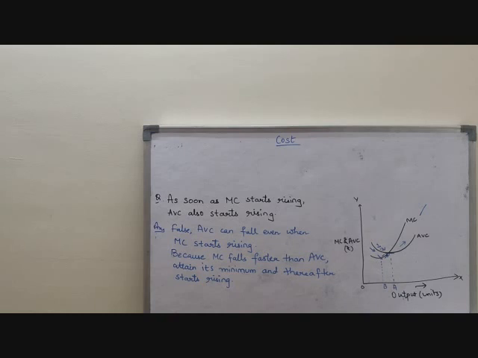So this is the relationship. Now you can understand that both are falling, but marginal cost will fall faster than average variable cost, because average variable cost will take time to reach its minimum point and then it will start upwards, and marginal cost has already reached its minimum point and then it will start rising. Clear? So I hope it is clear.